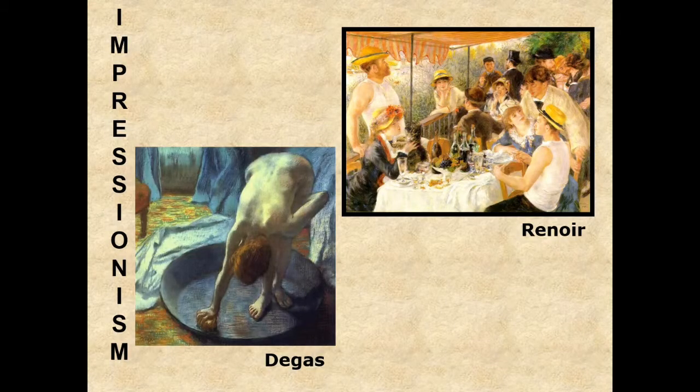At the end of the 1800s, we see the rise of Impressionism, and the figure is most often depicted in acts of everyday life. The figures are painted as part of the environment in which they were depicted.